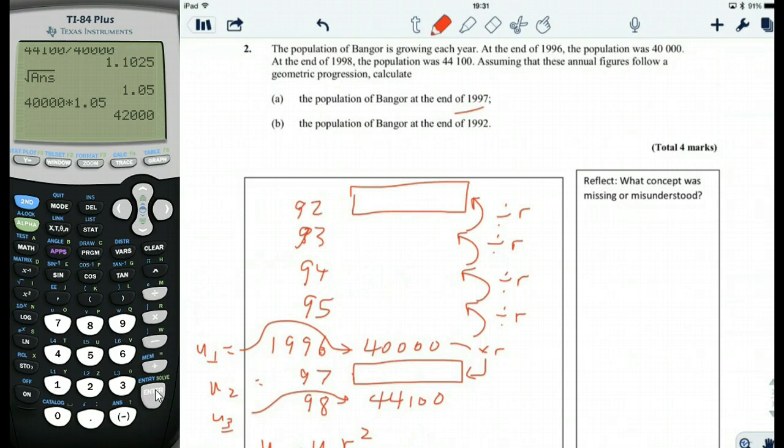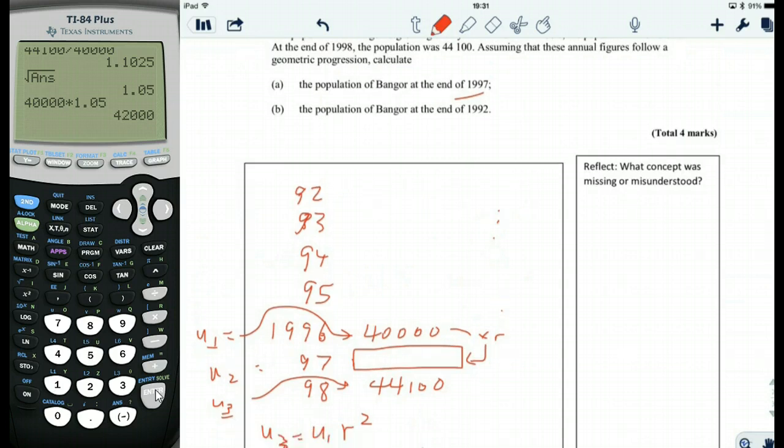The other way you can do it is you could use the term equation. And the way you do it with the term equation is you would rename your U1. We said that 1996 was U1, but that was before we knew that there was 1992 before it. So let's do this. Instead of calling 1996 U1, forget what we did before. And now I'm going to put it in blue so that we can differentiate. So now U1 is going to be 1992.